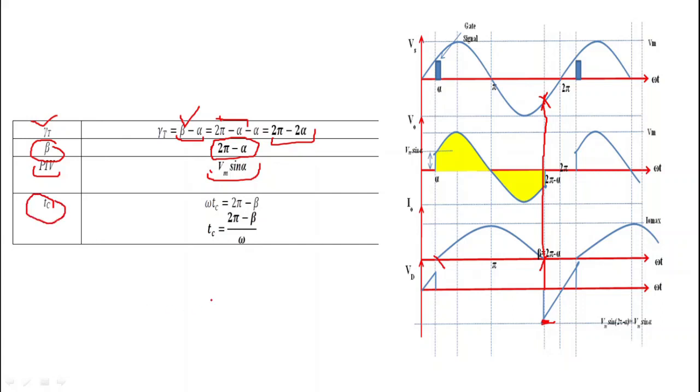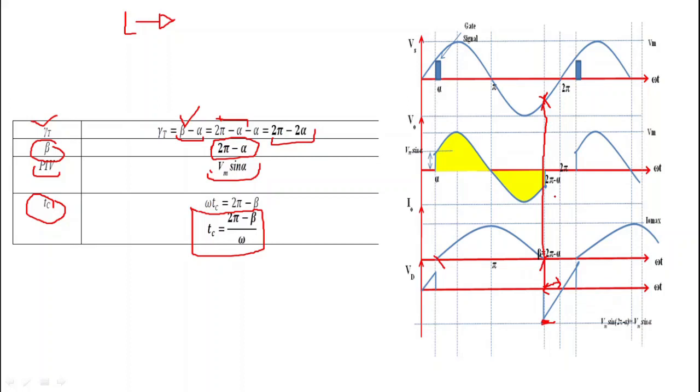Now what is the circuit turn off time? We know that the thyristor is reverse biased only for this period, and this period is simply equal to 2 pi minus beta, or we can say that the circuit turn off time is equal to 2 pi minus beta upon omega.